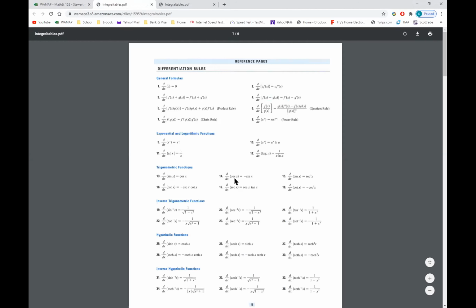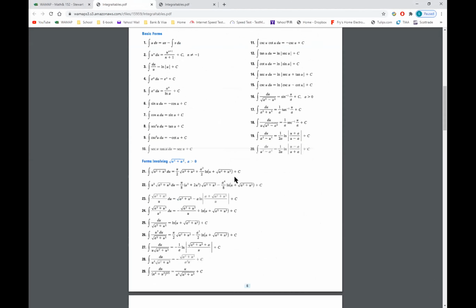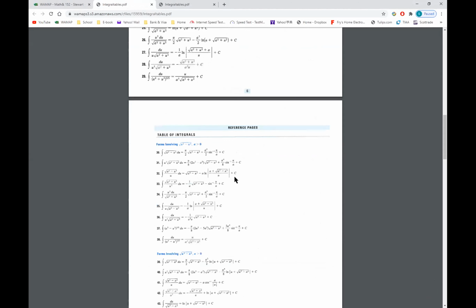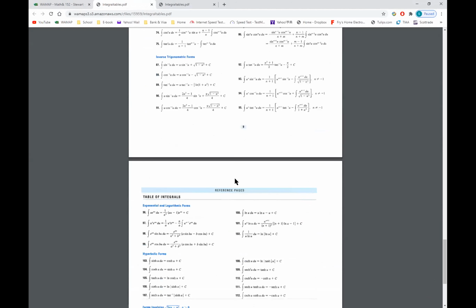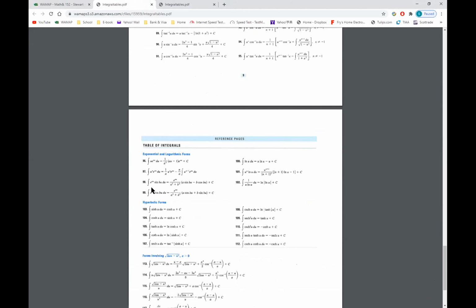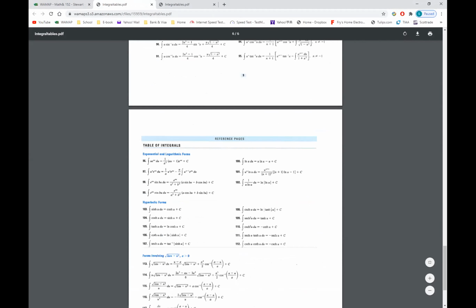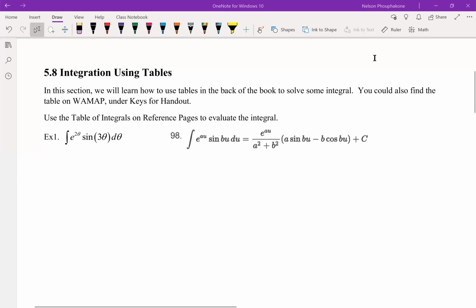Now, our first example is related to e to the 2 theta, sine of 3 theta. What you need to do is look for the form, okay? You will see that under 98, you have this form right here. It's exponential and trig, and number 98 is the one that we are looking for. Okay, so let us go back to the problem now and see how we actually use a table.